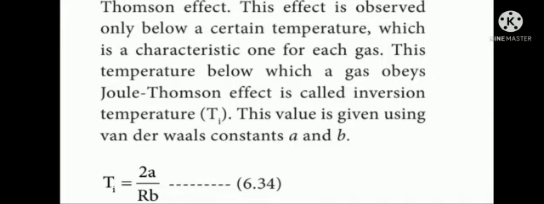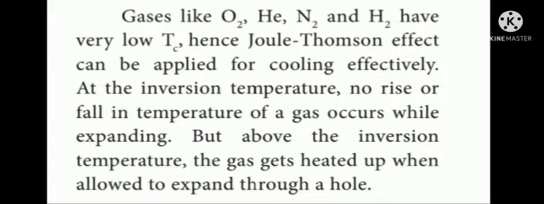The inversion temperature Ti is equal to 2a divided by Rb. Hence, gases like oxygen, helium, nitrogen, and hydrogen have very low critical temperature values. Hence, the Joule-Thomson effect can be applied for cooling effectively. At the inversion temperature, no rise or fall in temperature of a gas occurs while expanding. But above the inversion temperature, the gas gets heated up when allowed to expand through a hole. It is explained here.